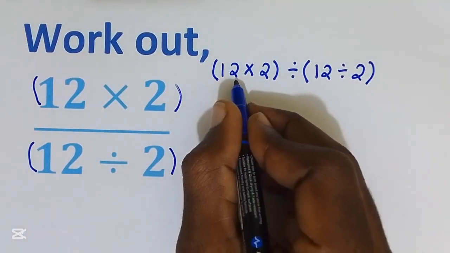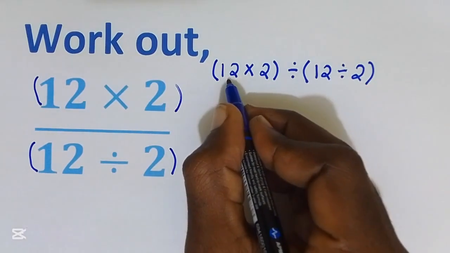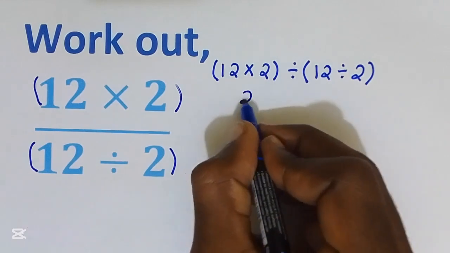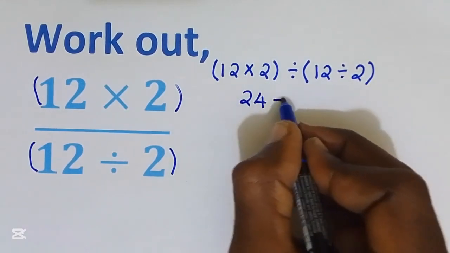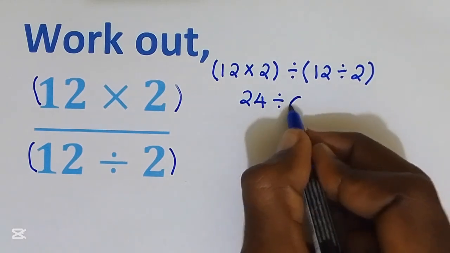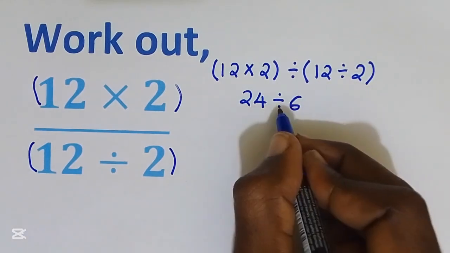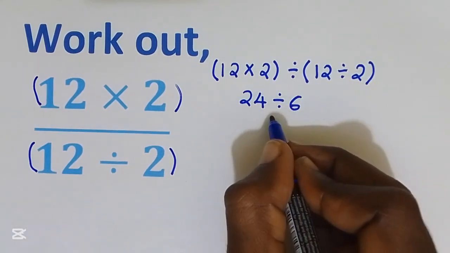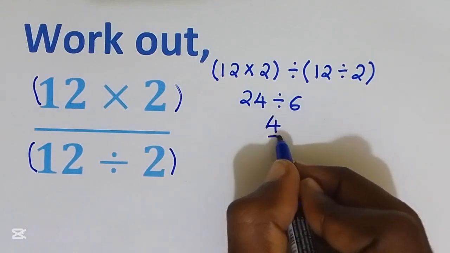We are going to start with the parentheses. 12 multiplied by 2, we get 24. Divided by 12 divided by 2, it is 6. 24 divided by 6, we got 4.